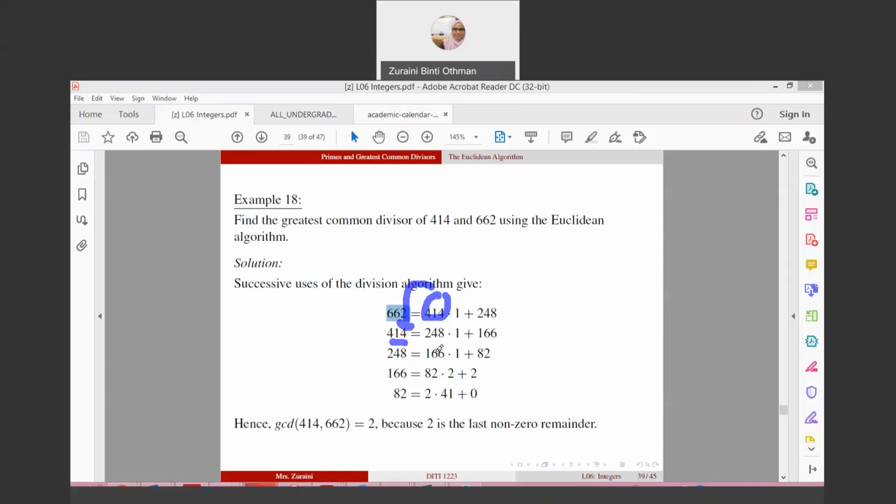Okay, so now we repeat the same process here. We put it in front. So kat sini ialah, okay, here, which is 166 kali 1 campur 82, kita dapat 248. Okay, so now here we get the value for this is B2 because 2 is the last non-zero remainder. So kita dapat value dia, GCD dia dekat sini, non-zero remainder tu kat situ. So this is how we find the greatest common divisor by using Euclidean algorithm.